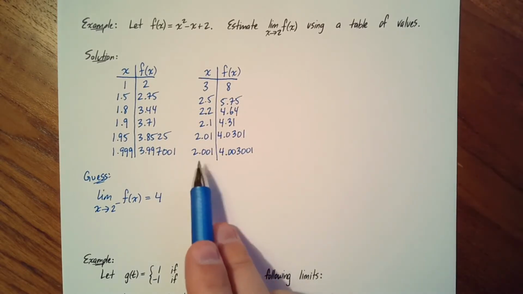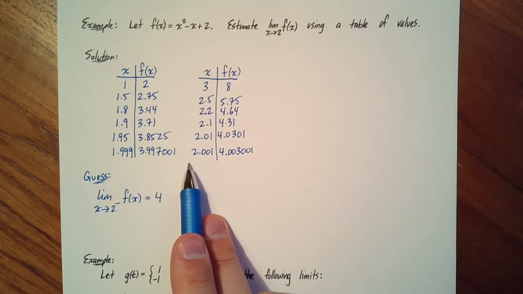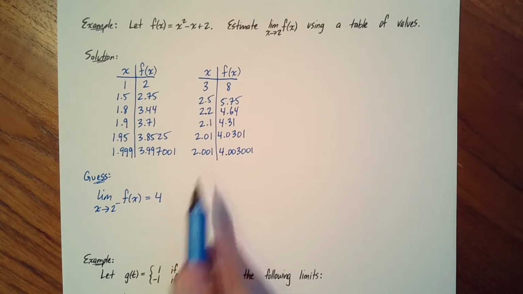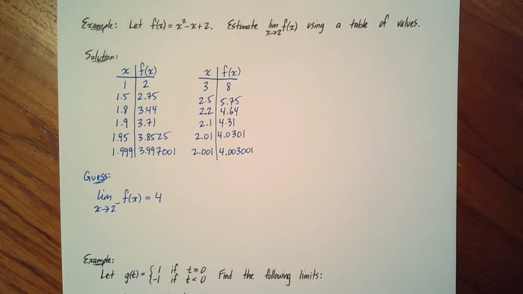Like I said again, if I plug in as my next x value 2.0001, well, maybe I'd get something else. Maybe I'd get a negative number, or maybe I'd get 10 or 100 or something far away from 4. You never know for sure.